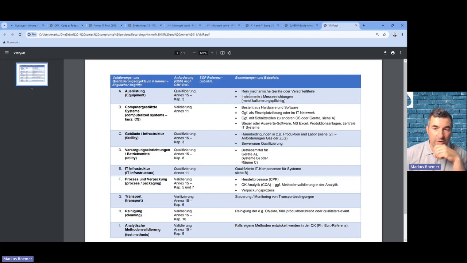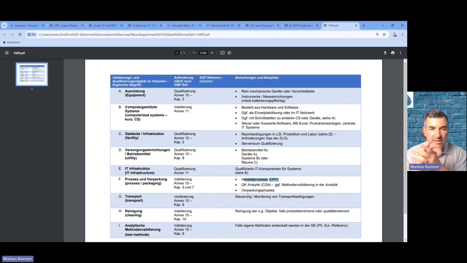Mechanical systems or instruments used for IPC, in-process control, what is with computerized systems or with IT, with the IT network, with MS Excel or something like this, just having different examples in that. Also here for the utilities, what kind of systems we have. Then the production process with the CPPs, CQAs, and so on. And so you can control your validation master plan.